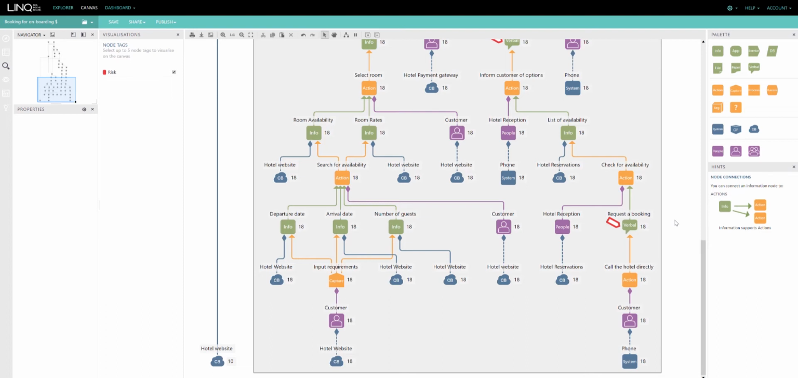Our hotel offers two channels for booking a room. We've already captured the first one, which is the customer using our website to directly book. And on the right-hand side of this sketch, I've now added the information supply chain for a customer directly calling the hotel and having a conversation with reception in order to book a room. You'll also see in this sketch some visual flags which just identify the risk of this process.